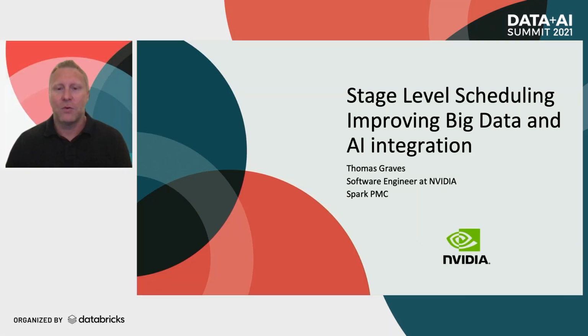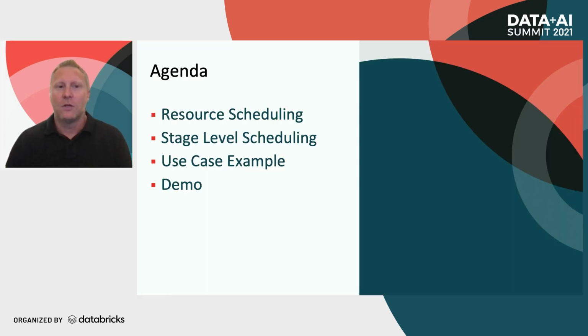I'm going to go over the new stage-level scheduling feature in Spark 3.1 and how it can be used to improve big data and AI integration. So I'm going to first go over resource scheduling in Spark as it is today, and then I'm going to go into the details of the stage-level scheduling feature, the implementation details, API, and so forth. I'm going to go over a use case example and then get into a demo.